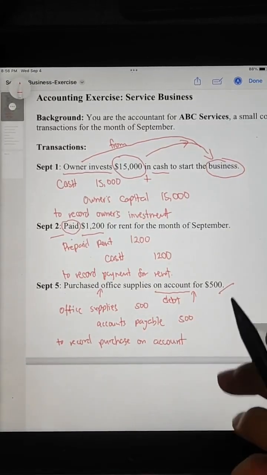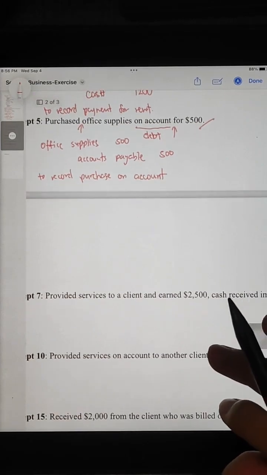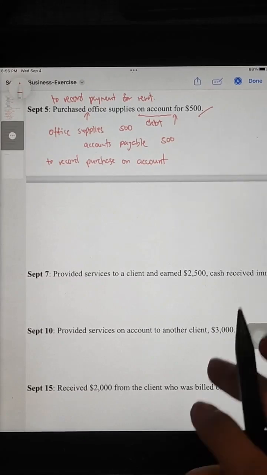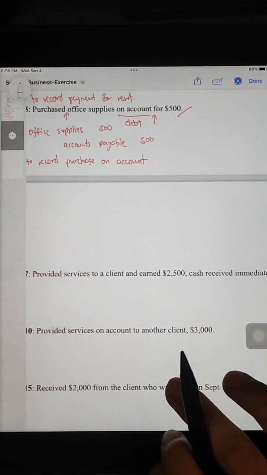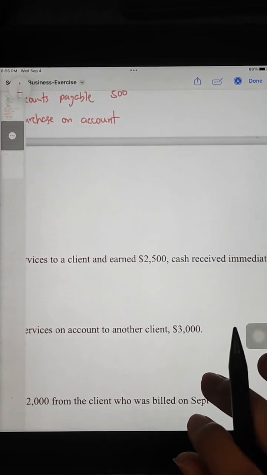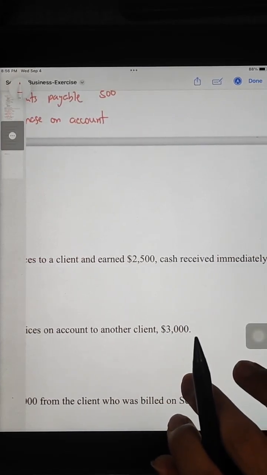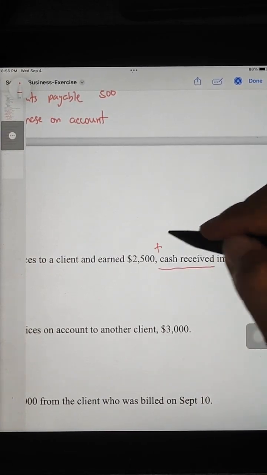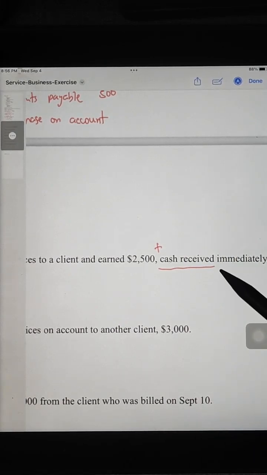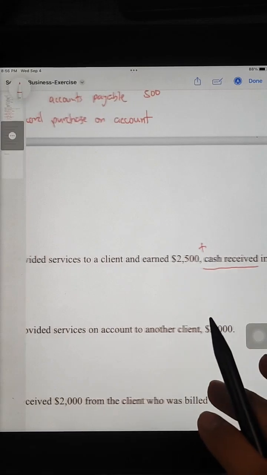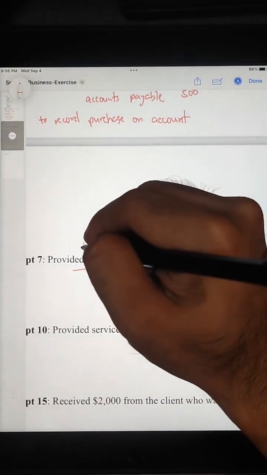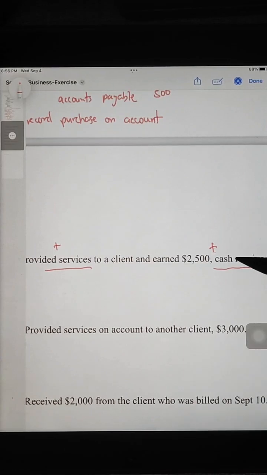Okay? Next. So, we have September 7. Provided service to a client and earned 2,500. Cash received immediately. Okay? So, the obvious account that has been mentioned here is that we receive cash. So, yung cash natin is nadagdagan. And why did it increase? It was increased because we rendered services. So this is what you call service revenue. Our service revenue increased, and at the same time, our cash also increased.